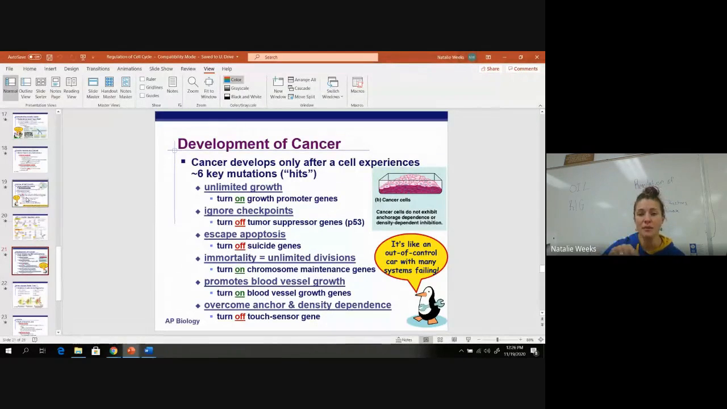So if you remember the slide we looked at before with the little petri dishes with cells, the one up in the corner here has cancer cells that are very much filling that container, and they're ignoring the fact that they're being touched on all sides by other cells.